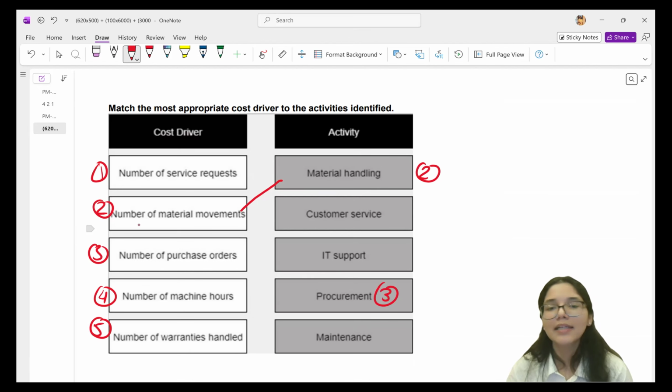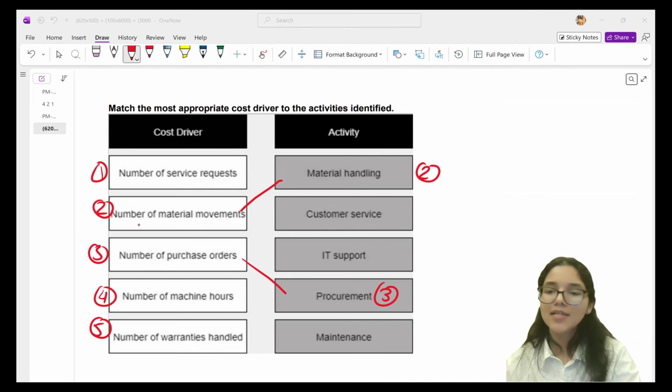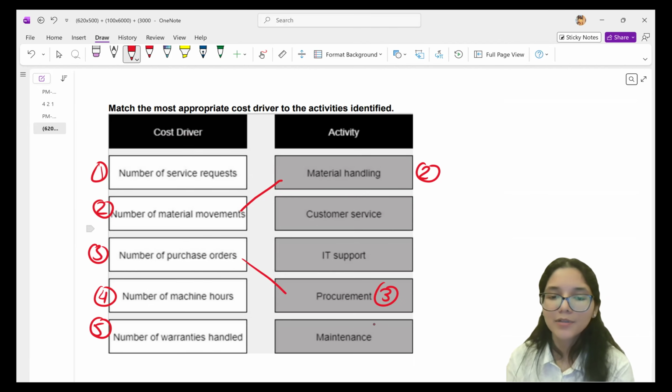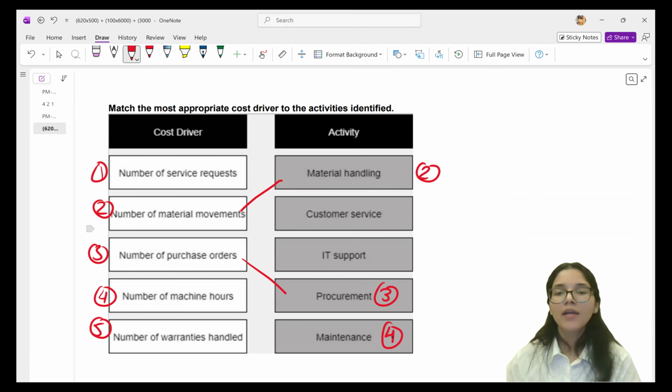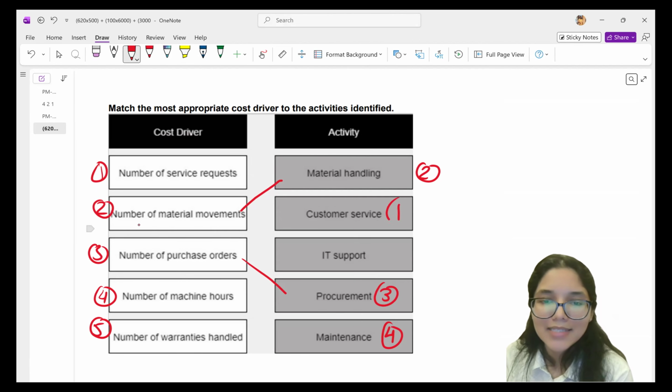Anything else that you can see directly correlating? Number of machines. Machines will go into customer service, IT support, or maintenance. It will go into maintenance. Absolutely. So this is the 4th point. Now I'm left with 2 things: the number of service requests and the number of warranties. Who will handle the warranty? The customer service department will handle the warranties. So I will label this as number 1.